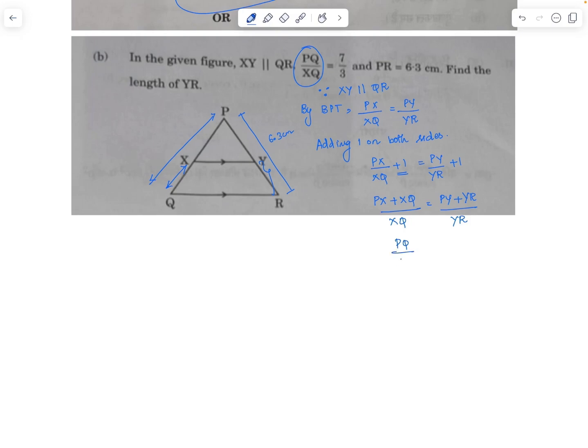So PQ upon XQ is equal to PY plus YR, the full length PR, upon YR. PQ upon XQ is 7 upon 3 and PR is 6.3 centimeter upon YR. So YR is equal to 6.3 times 3 upon 7, which is 2.7.